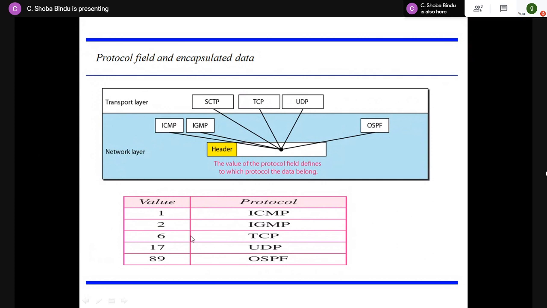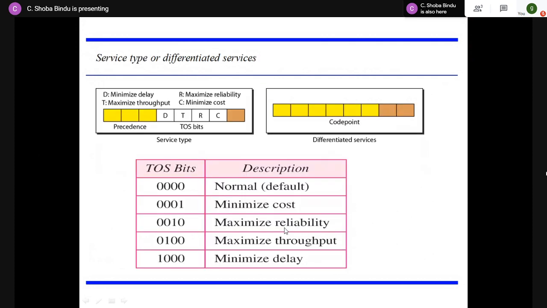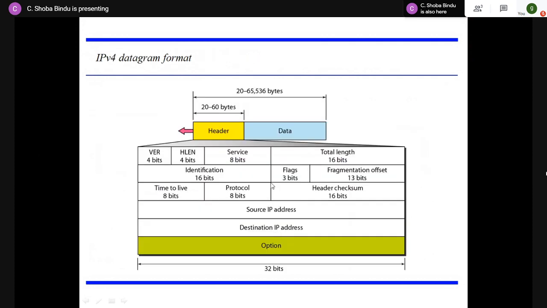So if this protocol field holds a value of 1, then it specifies that it is carrying an ICMP packet. If it has a value of 2, it is an IGMP packet. If it is 6, it is a TCP packet. If it is 17, it is a UDP packet. And if it is 89, it is an OSPF packet. Like this, you are going to differentiate what type of data is being carried in this particular IP packet. So that is the protocol field.